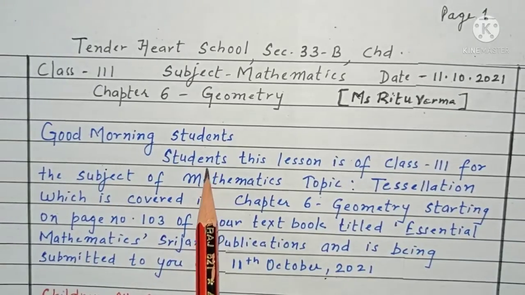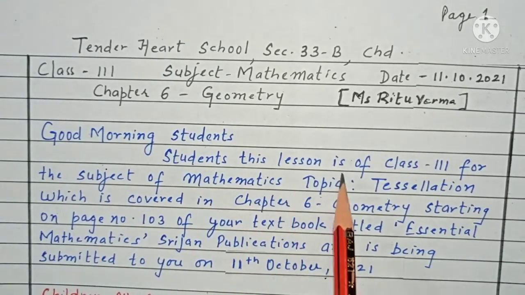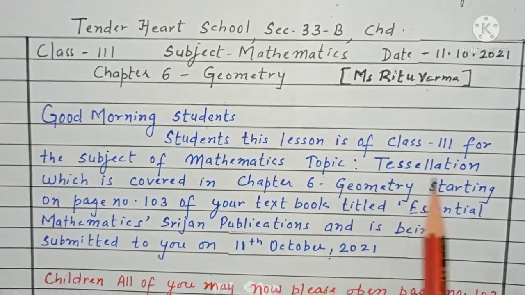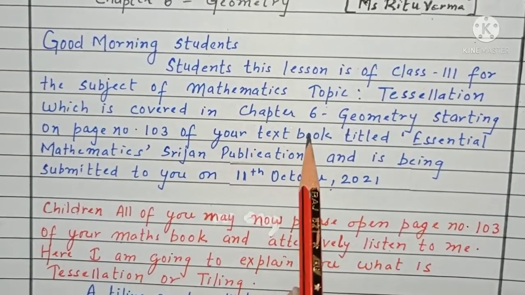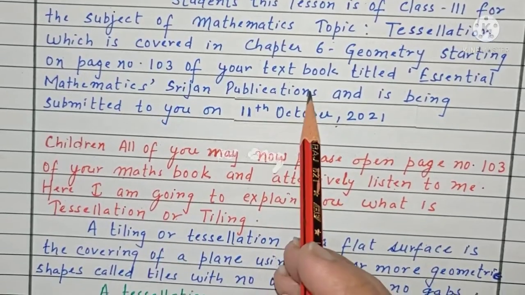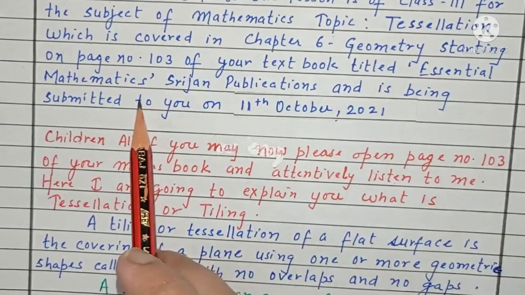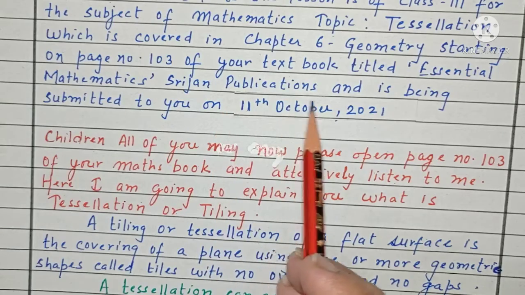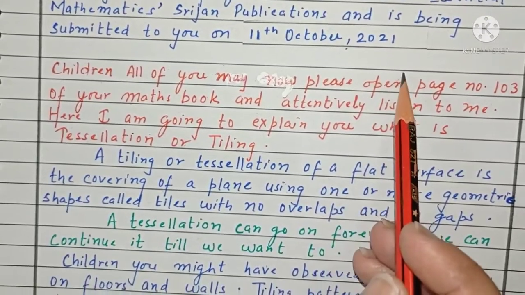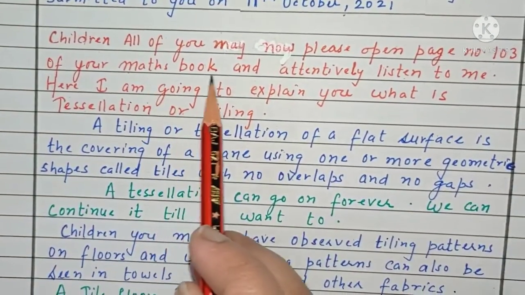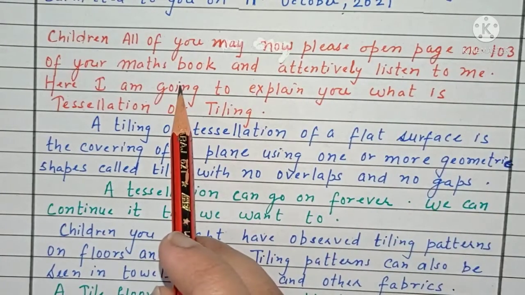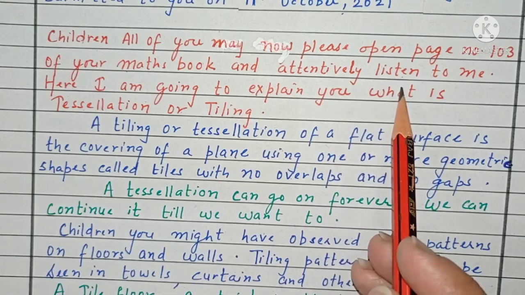Good morning, students. This lesson is for class 3, subject mathematics, topic tessellation, which is covered in chapter 6, geometry, starting on page number 103 of your textbook, titled Essential Mathematics, Srijan Publications, and is being submitted to you on 11th of October 2021. Students, all of you may now please open page number 103 of your maths book and attentively listen to me.